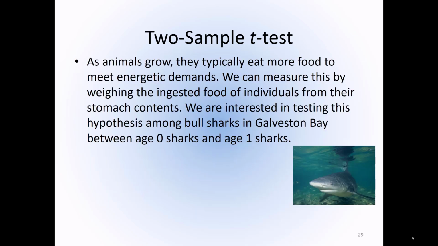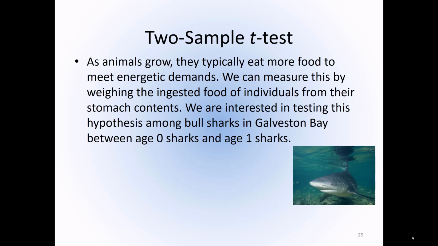Okay, let's look at another example here. So we know that as animals get bigger, they're typically going to eat more because they have higher energetic demands overall. And so we can measure how much they're eating by weighing the amount of food that they've ingested in their stomachs. In this particular example, we're interested in determining if the bull sharks in Galveston Bay eat the same amount of food when they're age 0 versus age 1.